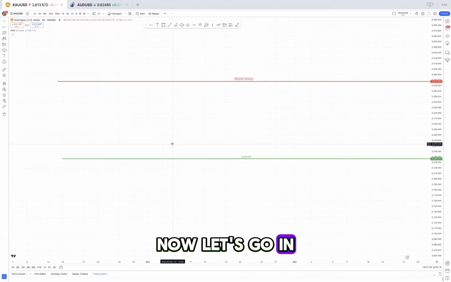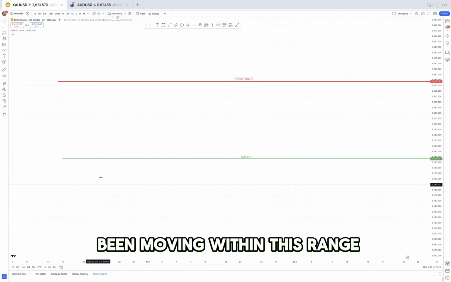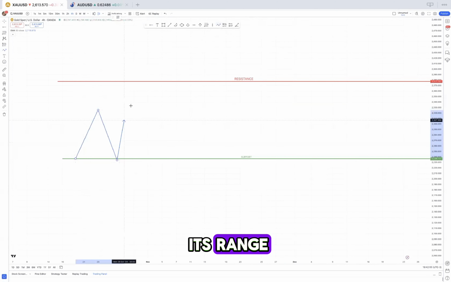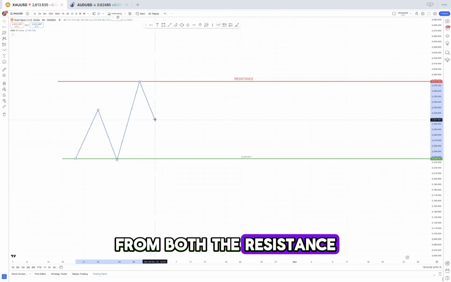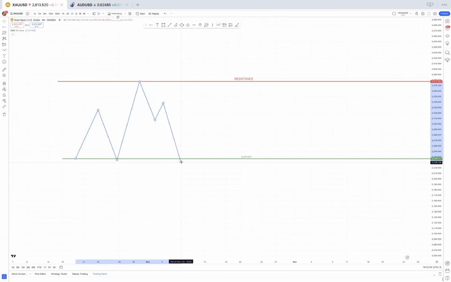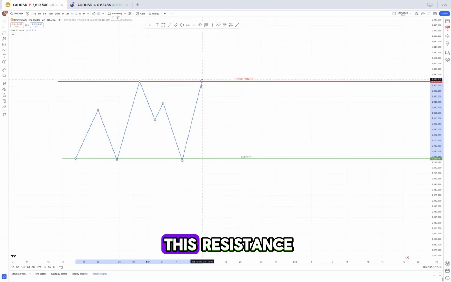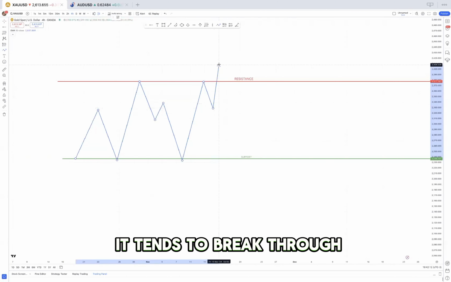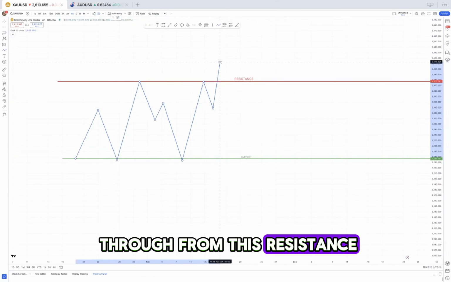Now let's go in. If price has been moving within this range, with a rejection from both the resistance and the support, and price gets to this resistance, instead of this resistance rejecting price downward, it tends to break through.